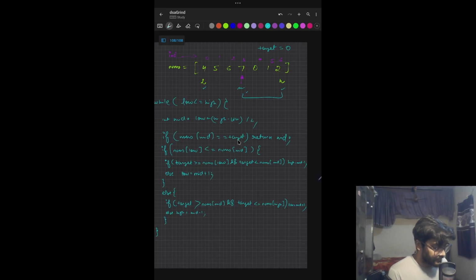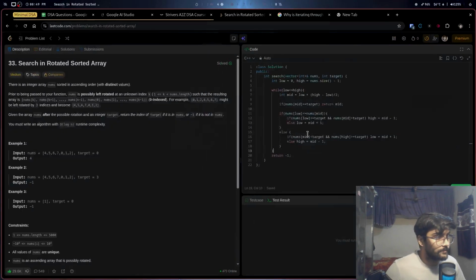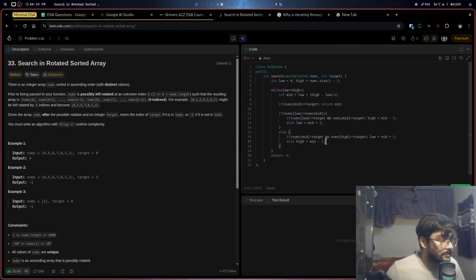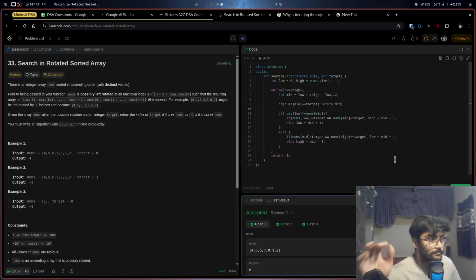Okay, and if at the end of the day the mid is not there, if this loop has not run, then this return minus 1 will run. So that was the question I did. Else high is equal to mid minus 1 and everything is here. Let's run it and submit it.